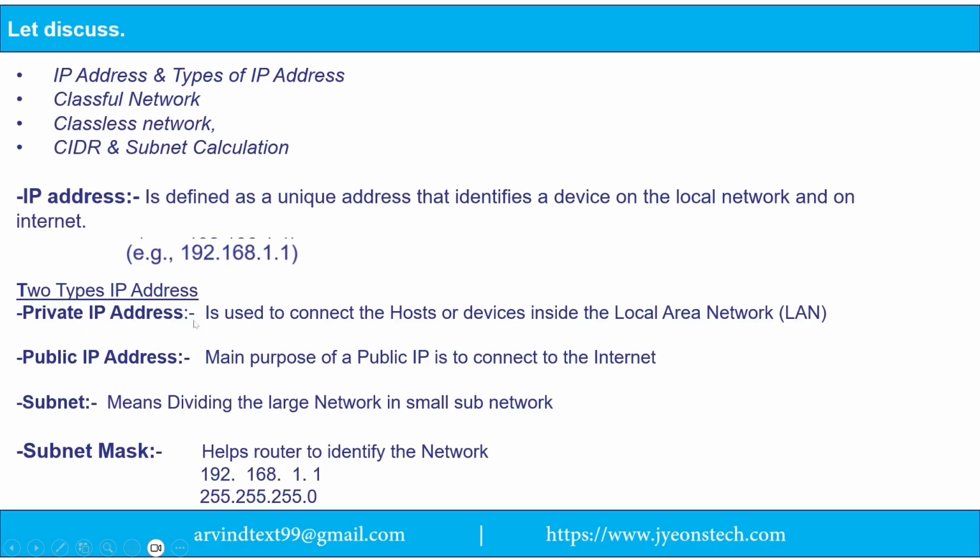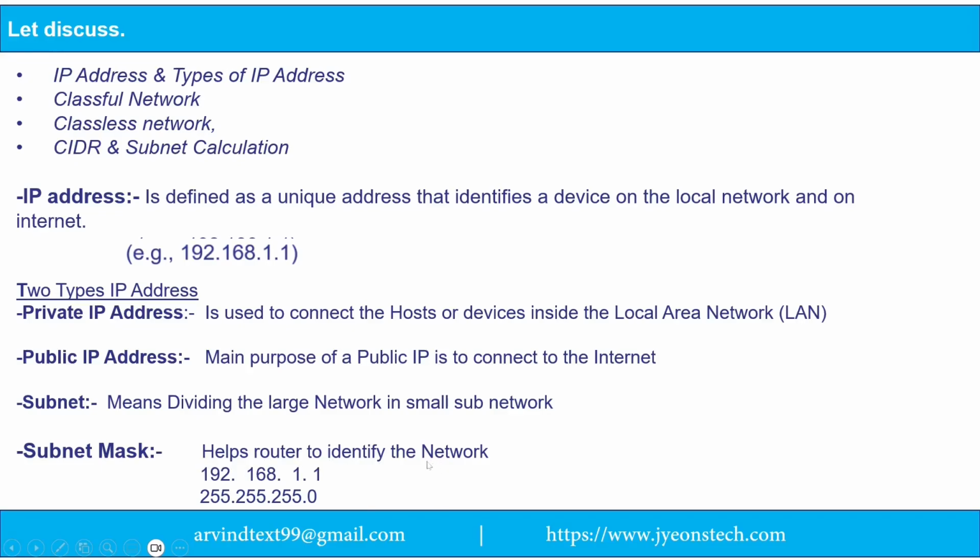So what is a private IP address? A private IP address is used to connect hosts or devices inside the local area network, for example within an office. The main purpose of a public IP address is to connect to the internet. So this is the concept of a public IP address. We have already discussed subnet: it means dividing a large network into small subnetworks. And what is a subnet mask? A subnet mask helps the router identify the network.